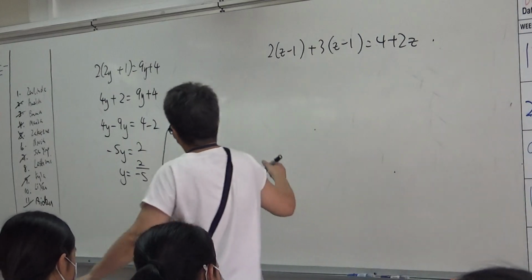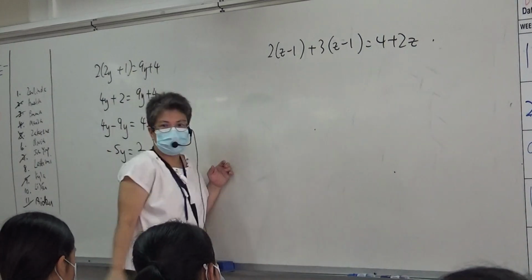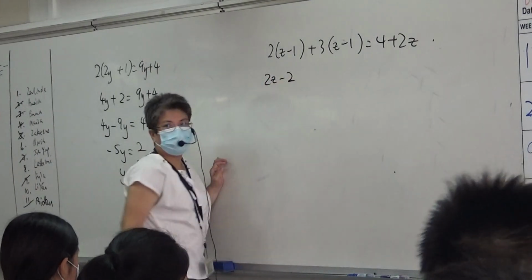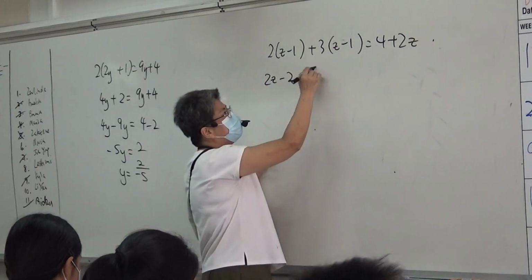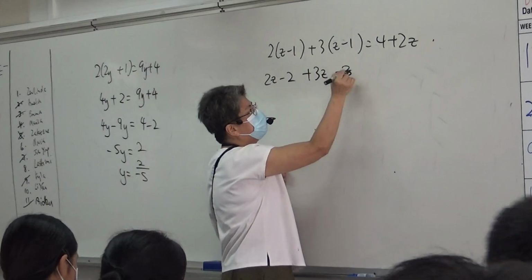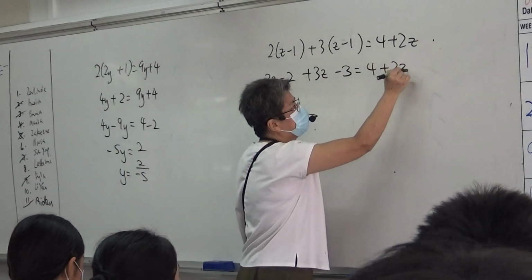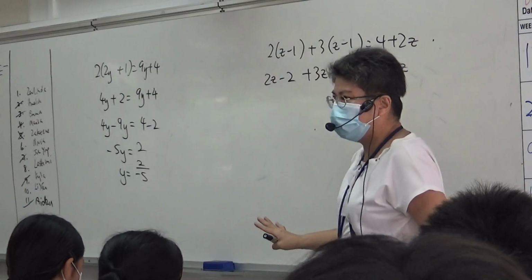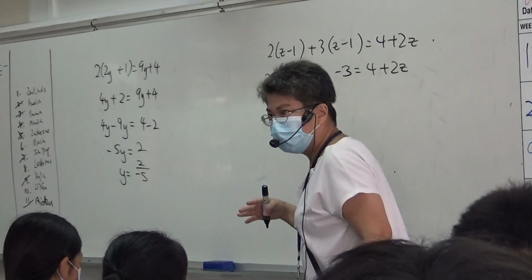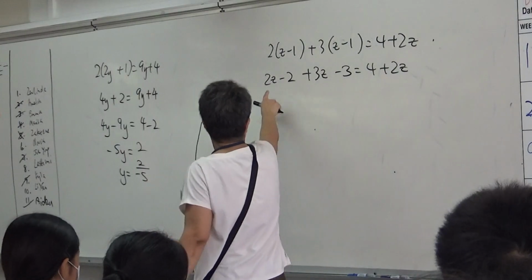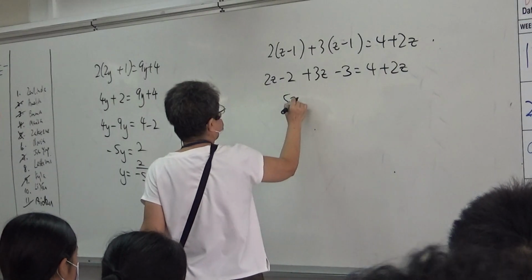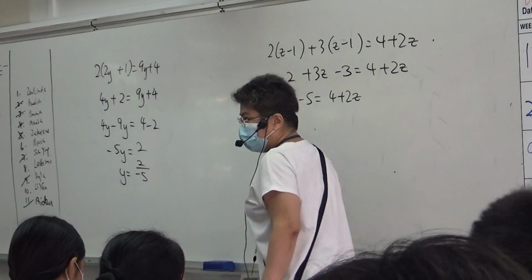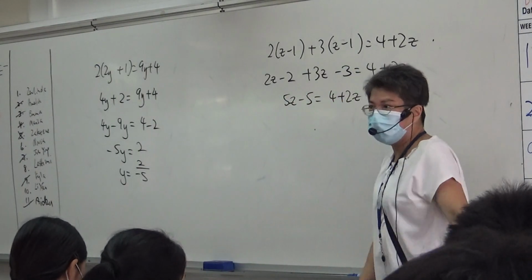Go speed. What's the first expansion? Focus coming. 2z minus 2, then plus 3z minus 3 equals 4 plus 2z. Of course, you can straight away move all the z to one side, but I would like to simplify first. On this side, it will be 5z minus 5. Correct? Even if you straight away move over, the answer will be the same.